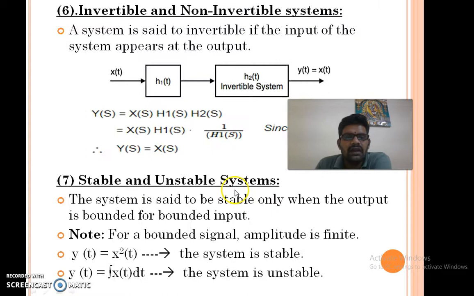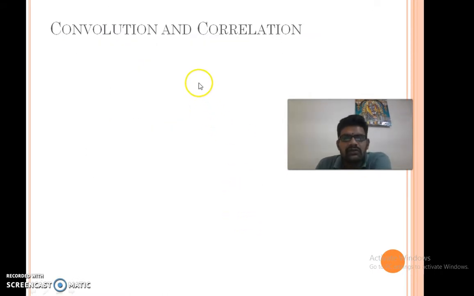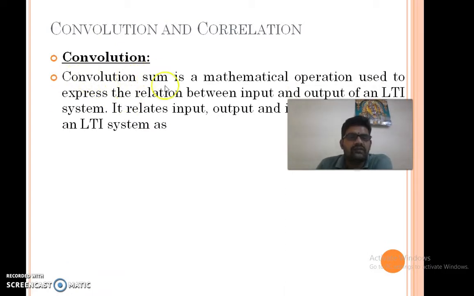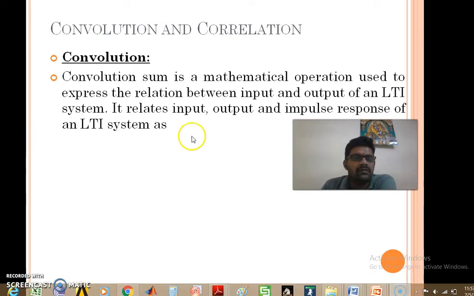So this is about the classification of systems. Next we will see convolution and correlation, which are very important tools: convolution to calculate the output of systems, and correlation for the relation of the characteristics of signals. First one, convolution. Convolution is a mathematical formula that is used to estimate the output of an LTI system. LTI means linear time invariant system.